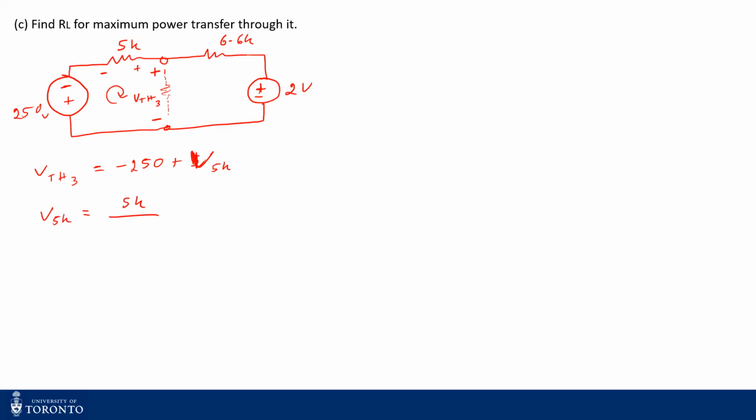So that's like 5K divided by 5K plus 6.6K, the total series resistances, multiplied by 252 volts, because these both polarities are in the same direction, so the current is flowing in the same direction. So I can add the sources up. So I will get a voltage of around 108.6 volts, right? So therefore, if I plug it in this equation, I'll get my VThevenin to be minus 141.4 volts, right? So that's my VThevenin 3.